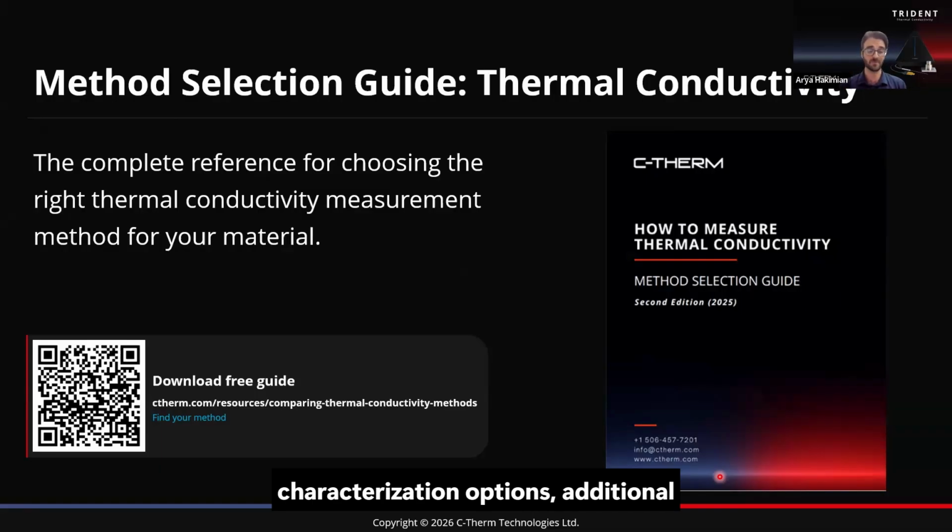For those looking for additional information on broader thermal characterization options, and on the methods available on Trident, we have a method selection guide, which was updated a little over a year ago. It covers quite a lot of information on different methods for transient thermal conductivity testing, as well as steady state and some of the other more novel instrumentation types out there. Whether you're new to conductivity or just looking to catch up on the latest and greatest, this is a great free resource to take advantage of.